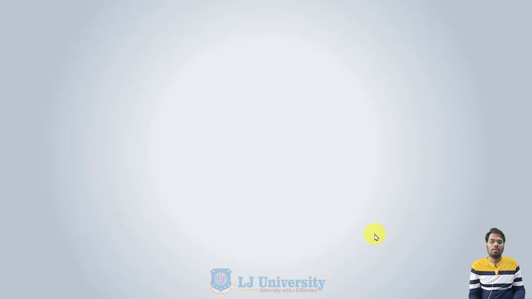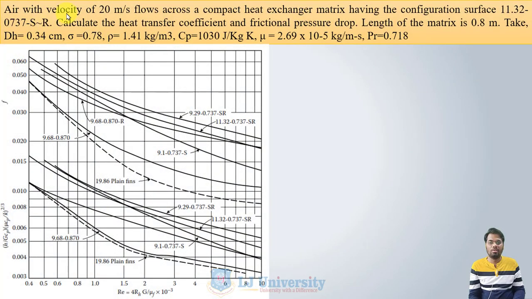Okay. Now the second numerical: air with a velocity of 20 meter per second. This is the velocity u infinite. It flows across a compact heat exchanger matrix having configuration surface 11.32 (0.737 SR). This is the graph. From this graph you have to choose this line, 11.32. Yes, this is the line for the particular configuration mentioned in the question. Calculate the heat transfer coefficient, that is the value of h, and the frictional pressure drop, that is delta P. Length of the matrix is 0.8 meter.